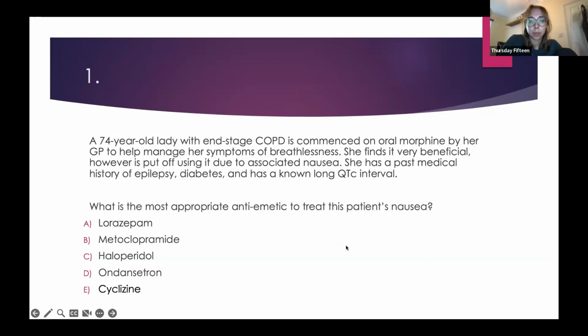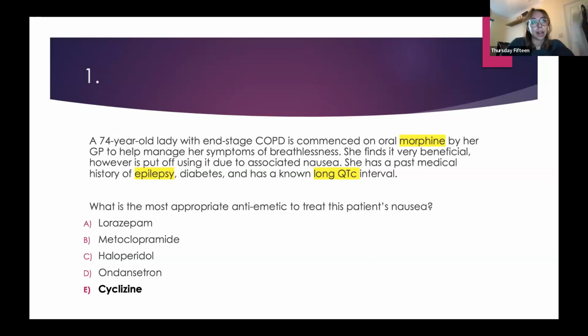Okay, we'll stop it there. Most of you went for the correct answer, which was E. Well done. Cyclizine is the right answer for this question, so I'll go through why. Lorazepam can be used to treat some types of anticipatory nausea. You might get questions asking about a patient having chemotherapy who's feeling nauseous on arrival to the chemo unit. That's an example of anticipatory nausea, and you can use benzos to try and help manage that.